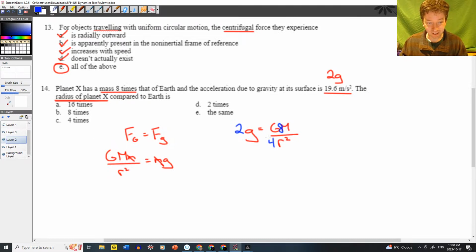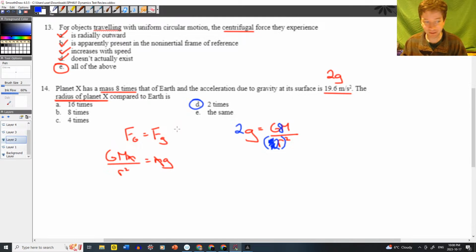Because 4 squared is 16. So what you actually want is a 2 there, because it's r squared. It's inversely proportional to the radius squared, right? So 2 squared gives us 4, and 8 over 4 is 2. So 2 times.